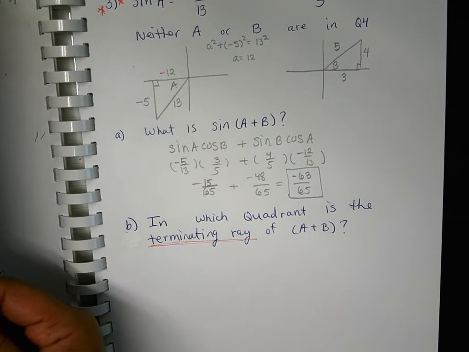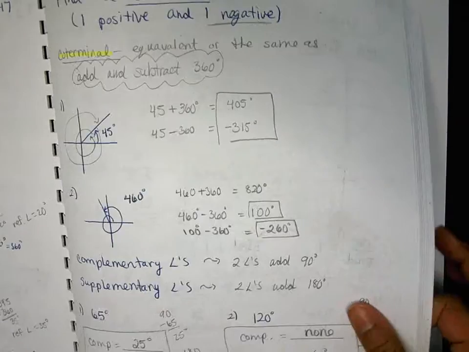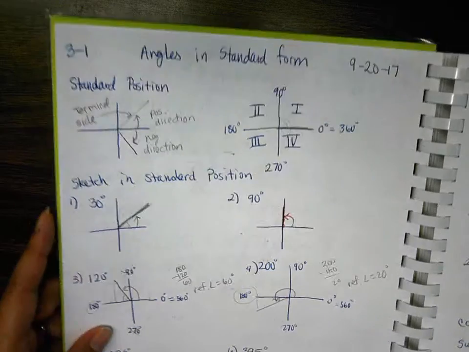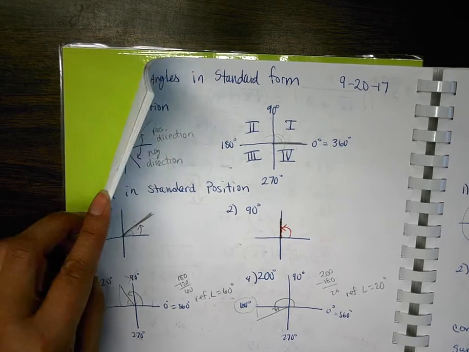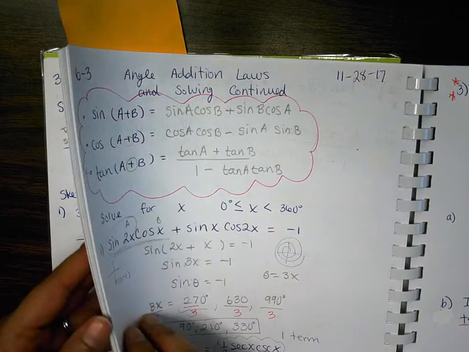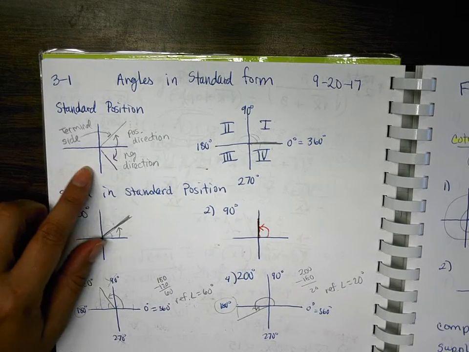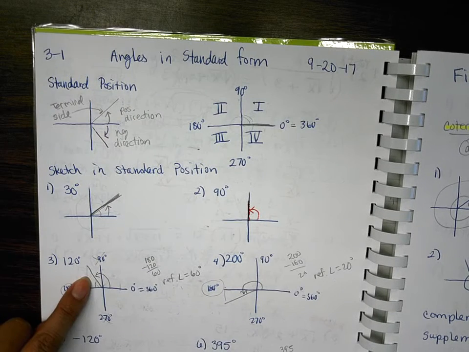Okay, so let me show you what he's talking about. Back in the beginning of the school year, lesson 3-1, terminal side. Look how thin that was back then. And now we're here in this thicker piece. Okay, so terminal side is where you end. So when you wrap around, that's your terminal side.